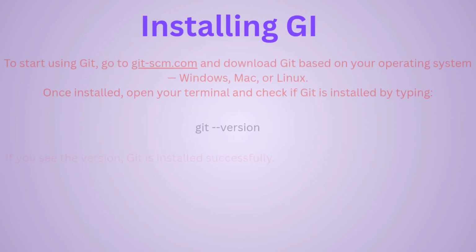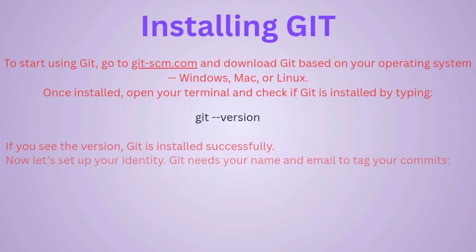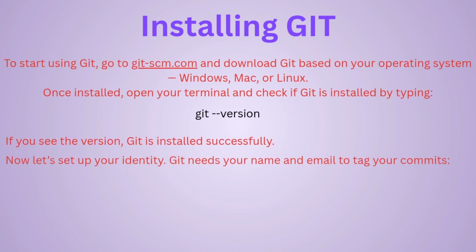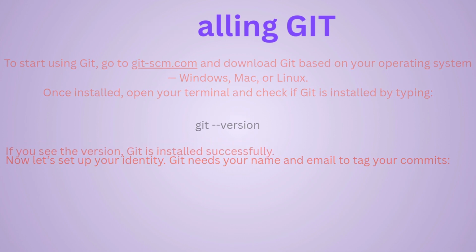Installing Git. To start using Git, go to git-scm.com and download Git based on your operating system, Windows, Mac, or Linux. Once installed, open your terminal and check if Git is installed by typing git --version. If you see the version, Git is installed successfully. Now let's set up your identity. Git needs your name and email to tag your commits.